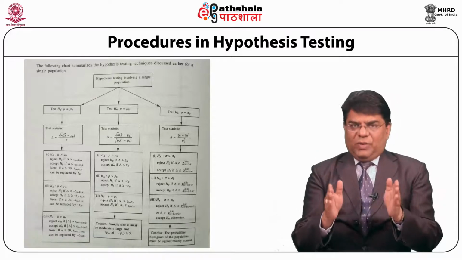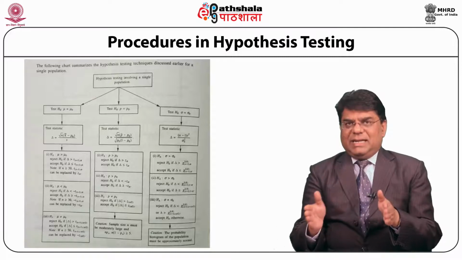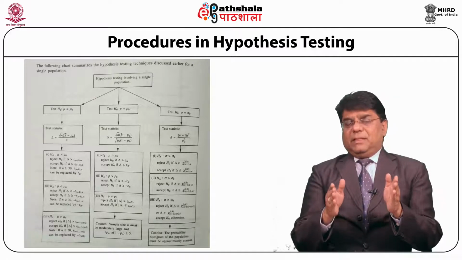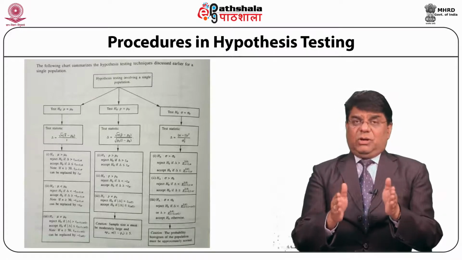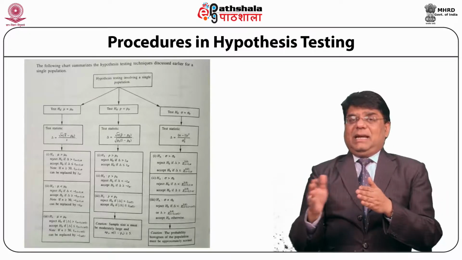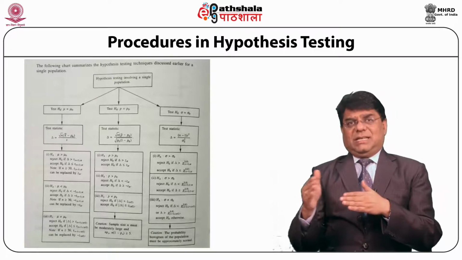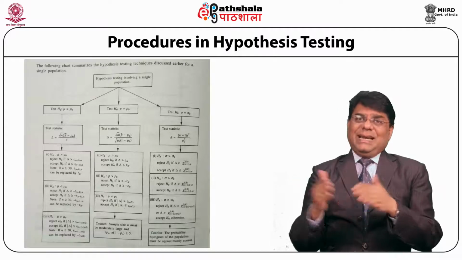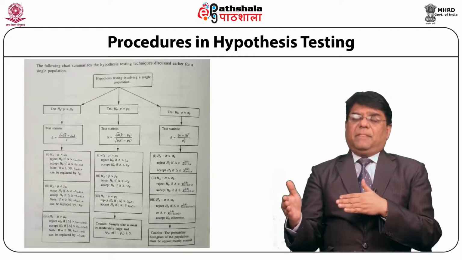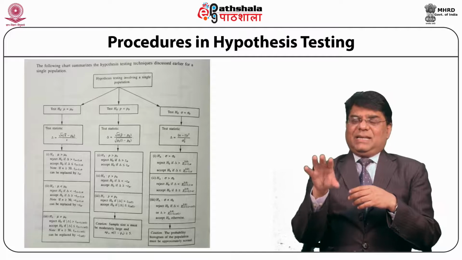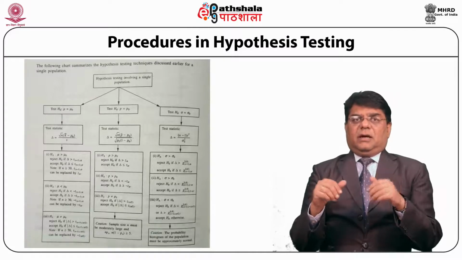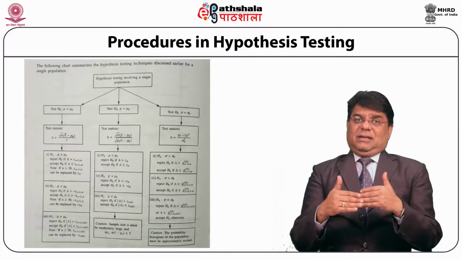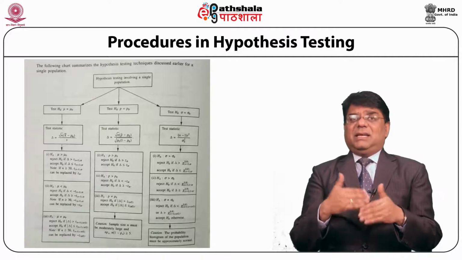This value we get from the Z or the T table, and usually these values are shown in the Z and T tables at the end of most statistical books. So you can get these values from there and put them on the graph. They act as a critical value. Now you decide whether to accept or reject the null hypothesis.